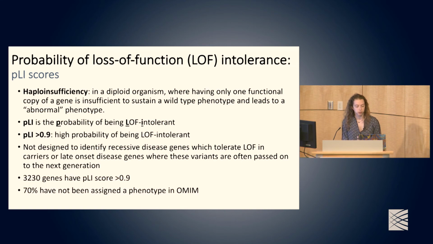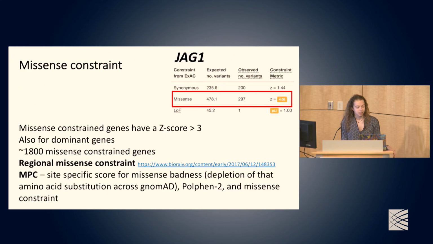So there's 3,230 genes with a high pLI score from ExAC. Those numbers are going to change a little bit from gnomAD. And when Kaitlin first released these, over 70% had not been assigned a phenotype in OMIM. I actually feel like that number has gone down a lot because we're all focusing so much on these genes.